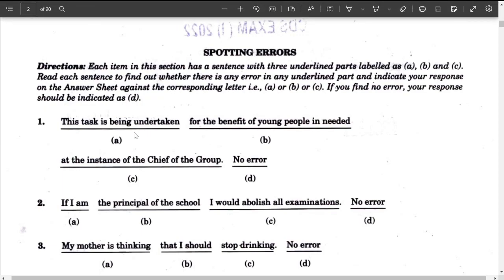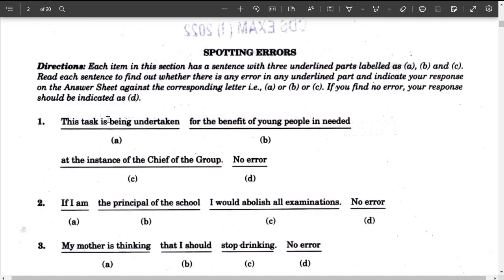Look at this spotting errors. The sentence is divided into 4 parts, A, B, C, D. One of these parts has the error. The whole section is in the same way. It consists of 10 questions. Let us read this sentence here. This task is being undertaken for the benefit of young people in need at the instance of the chief of the group. Okay, so look at this.